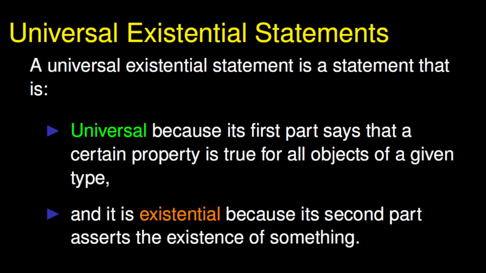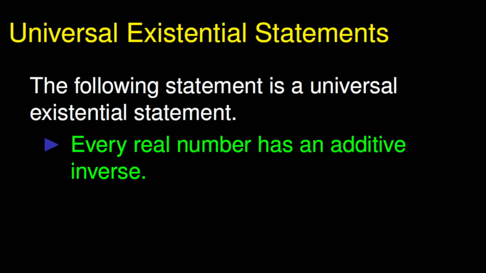A universal existential statement is a statement that is universal because its first part says that a certain property is true for all objects of a given type, and it is existential because its second part asserts the existence of something. In this statement, the property has an additive inverse applies universally to all real numbers. Has an additive inverse asserts the existence of something, an additive inverse, for each real number.